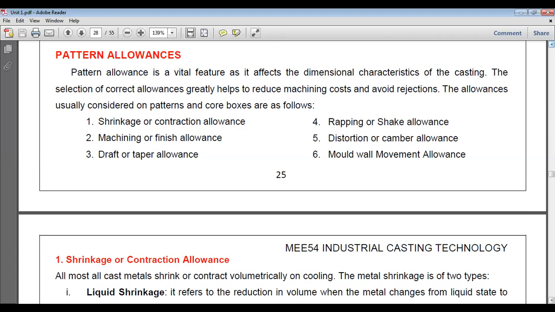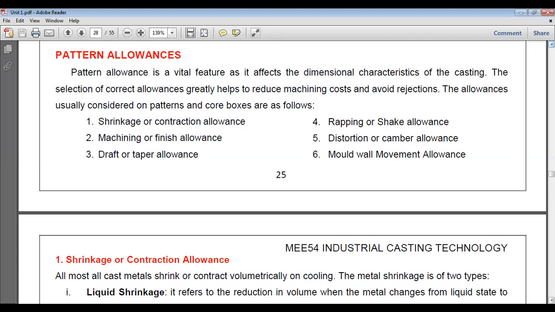Then draft or taper allowance. Rather than vertical walls, these are kept slightly inclined so that the withdrawal of the pattern from the mold is easy. So this is known as draft or taper allowance.